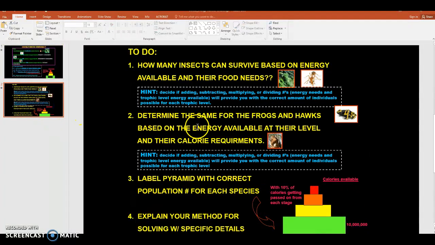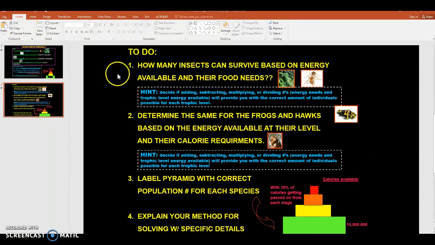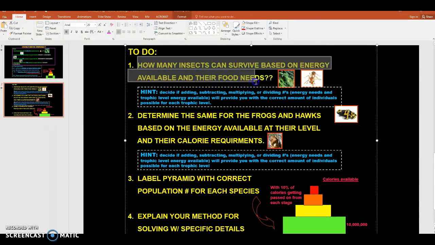This is where your team has to think hard and decide. You should already know how many calories are available at the trophic level of the ant. If you don't, you need to pause and go back to the earlier video and try to figure out where the ants should be. Once you know where the ants should be, then you'll know how many calories they have to share. And if each ant needs 20 calories just to survive, and you know how many calories there are for all the ants to share, you can then calculate how many insects can survive at their trophic level.